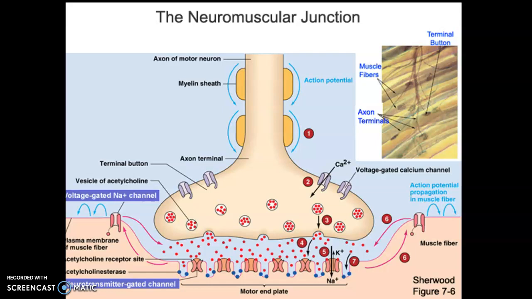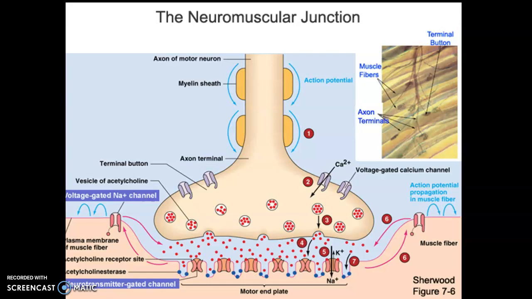First step, the action potential comes through the nerve. In the second step, this action potential causes opening of the voltage gated calcium channel, so calcium enters into the nerve terminal. The increased calcium concentration causes movement and fusion of the vesicle in the active zone. That is the third step, and acetylcholine is released into the synaptic cleft. Fourth step, the acetylcholine diffuses and binds with its receptor present in the postsynaptic membrane. Now what happens?